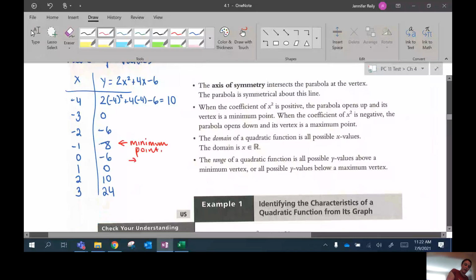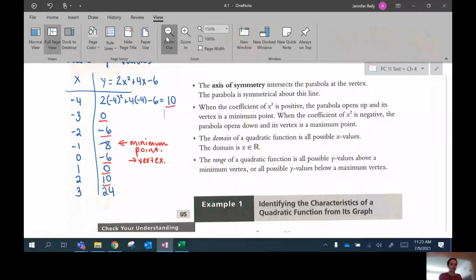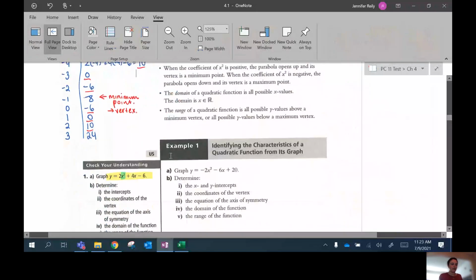This is going to be our vertex. You'll see on either side of that minimum point, you'll have the same values. So like -6, -6, 0, 0, 10, 10. And so there's that symmetry popping out. Okay, so let's actually graph that.